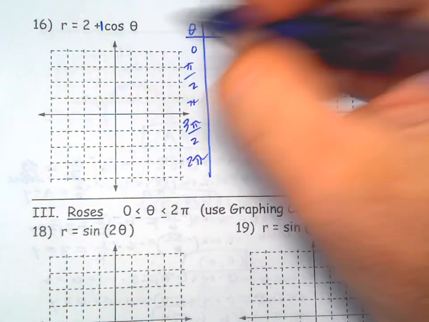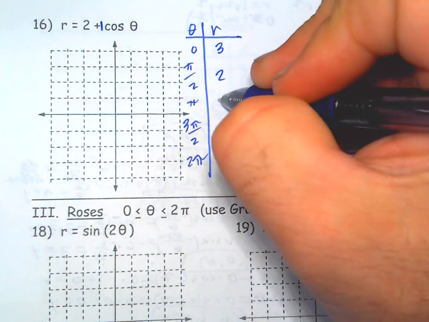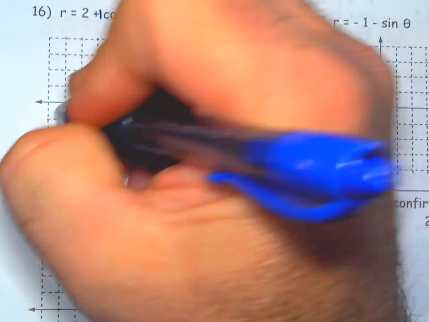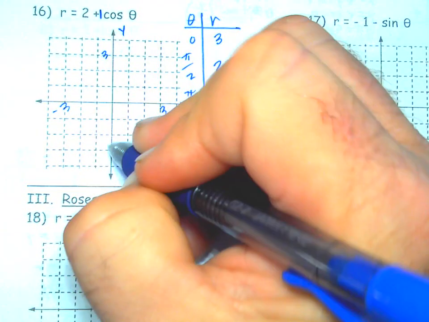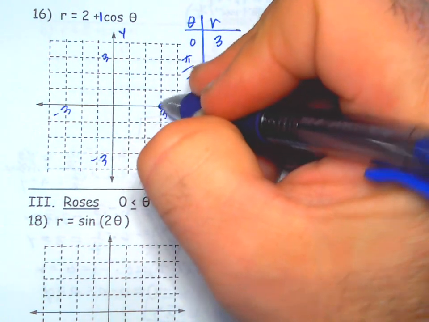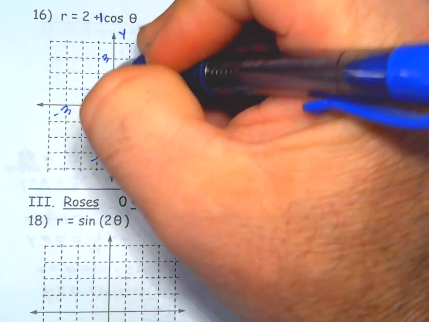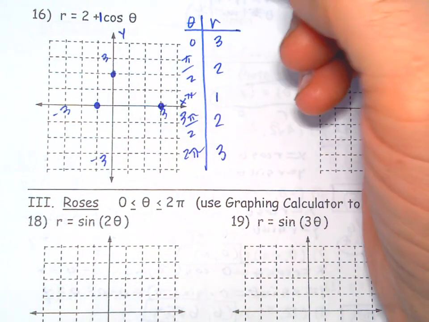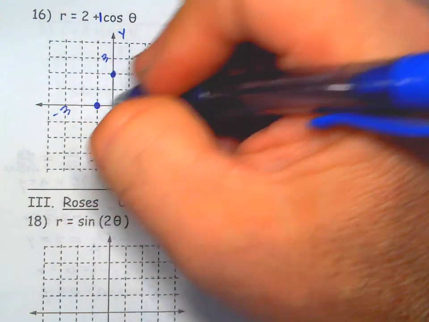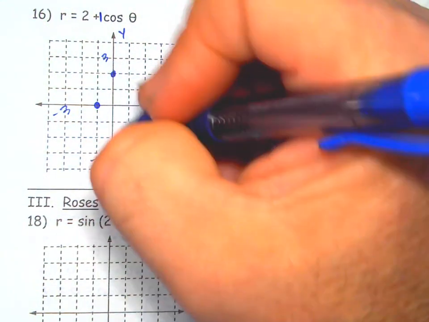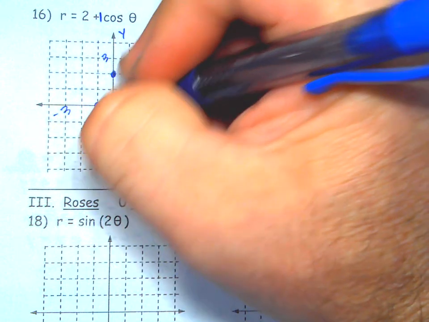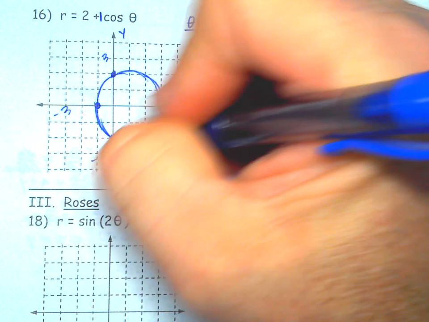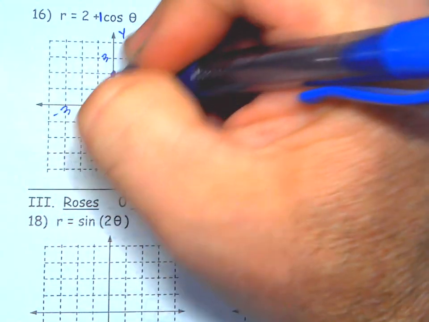And if you look, that's going to be 3, 2, 1, 2, 3. So at 0, 3 starts here, and then at pi over 2, 2 is there, and then pi is going to be at 1, and that's usually where we get that cusp on a cardioid, or if it's an inner loop, it's going to be inside. 3 pi over 2, 2. So I think this is like a convex limaçon. So it's kind of like a circle. It's been kind of smashed in on one side.